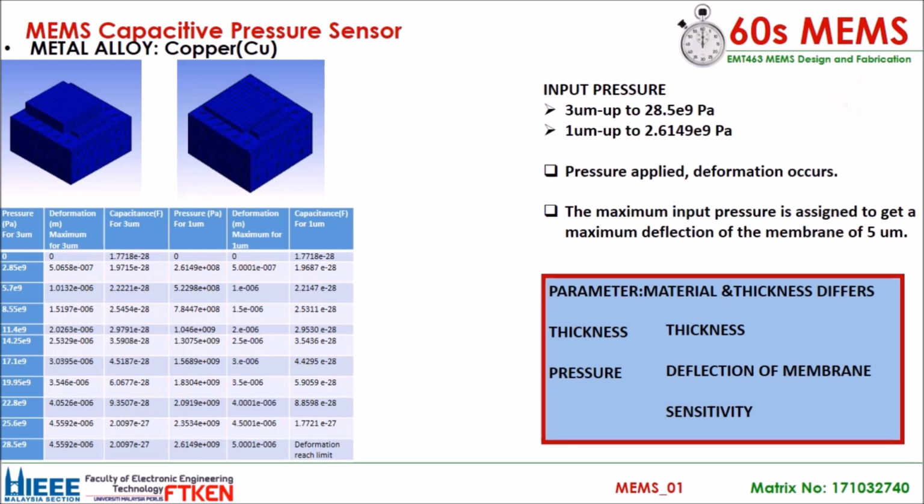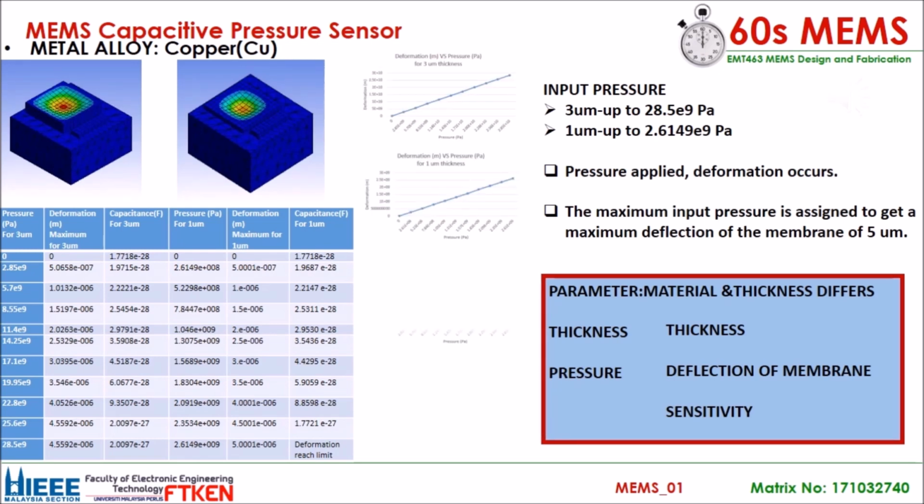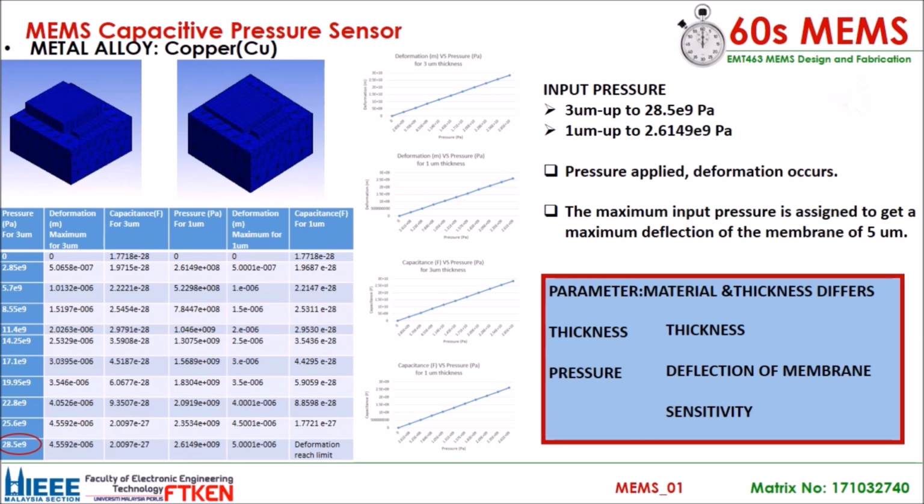In this presentation, the metal alloy assigned is copper, so this is the animation of how the capacitive pressure sensor will work in ANSYS software. There are two different thicknesses used at the top electrode of copper, which are 3 micrometer and 1 micrometer. At 3 micrometer, the input pressure is set to 28.5 exponent 9 Pascal. At 1 micrometer, the input pressure is set to 2.6149 exponent 9 Pascal.